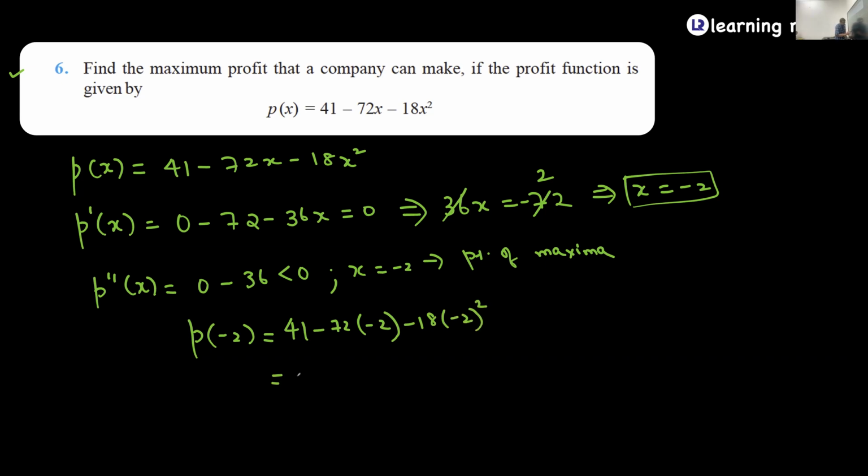So what will we get? We'll get 41 plus 144 minus 18 into 4. So 18 into 4 is going to be 72. 144 minus 72 is going to be 72. 72 plus 41 is 113. So this will be the required answer. Clear?